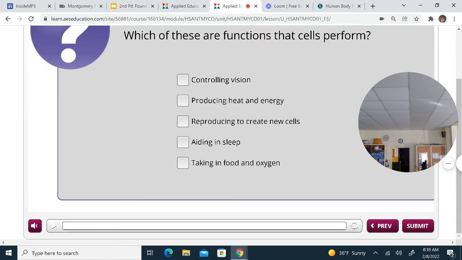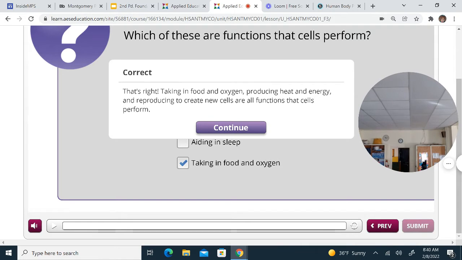All right, so which of these are functions that cells perform? Anything else? No, not all. Anything else? So taking in food and oxygen, producing heat and energy, reproducing to create new cells are all functions that cells perform.